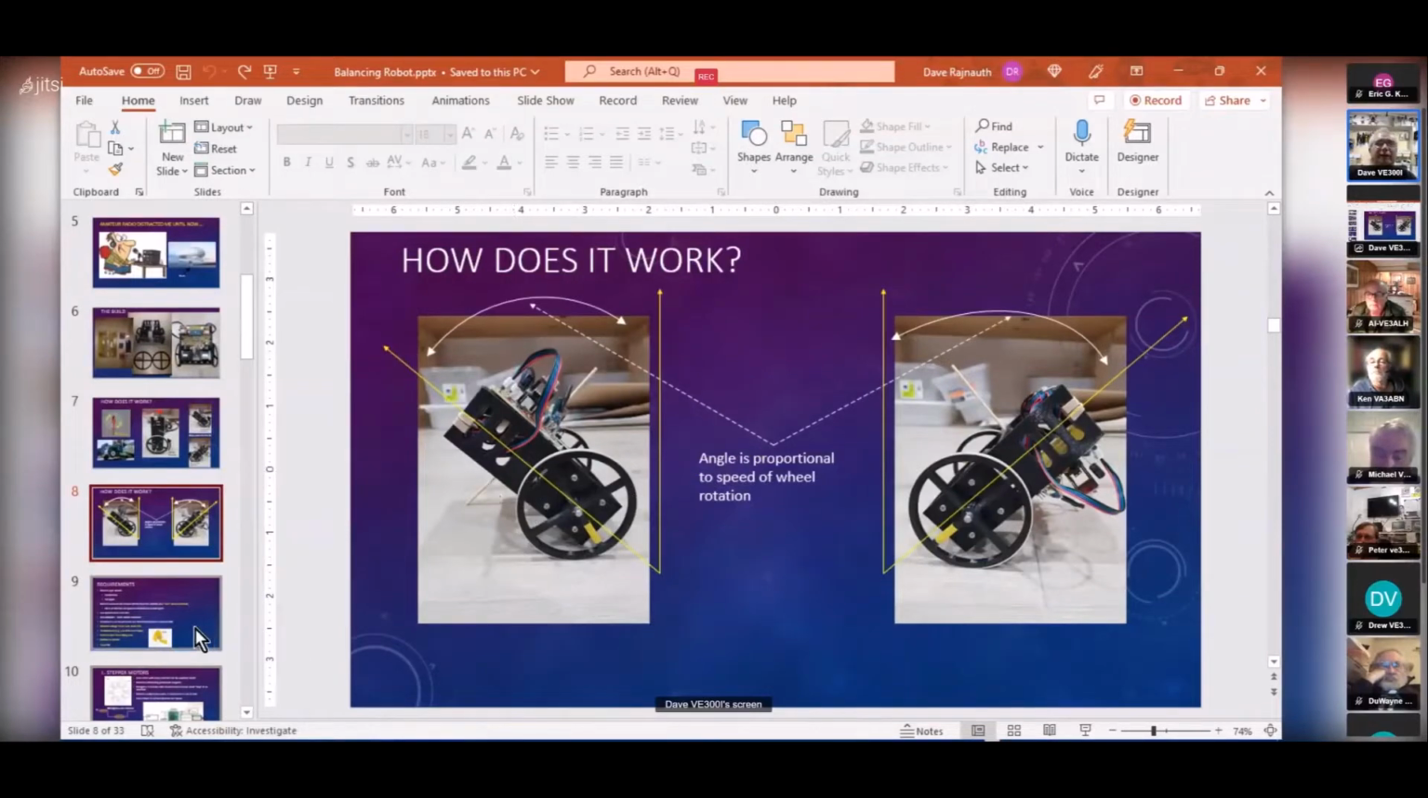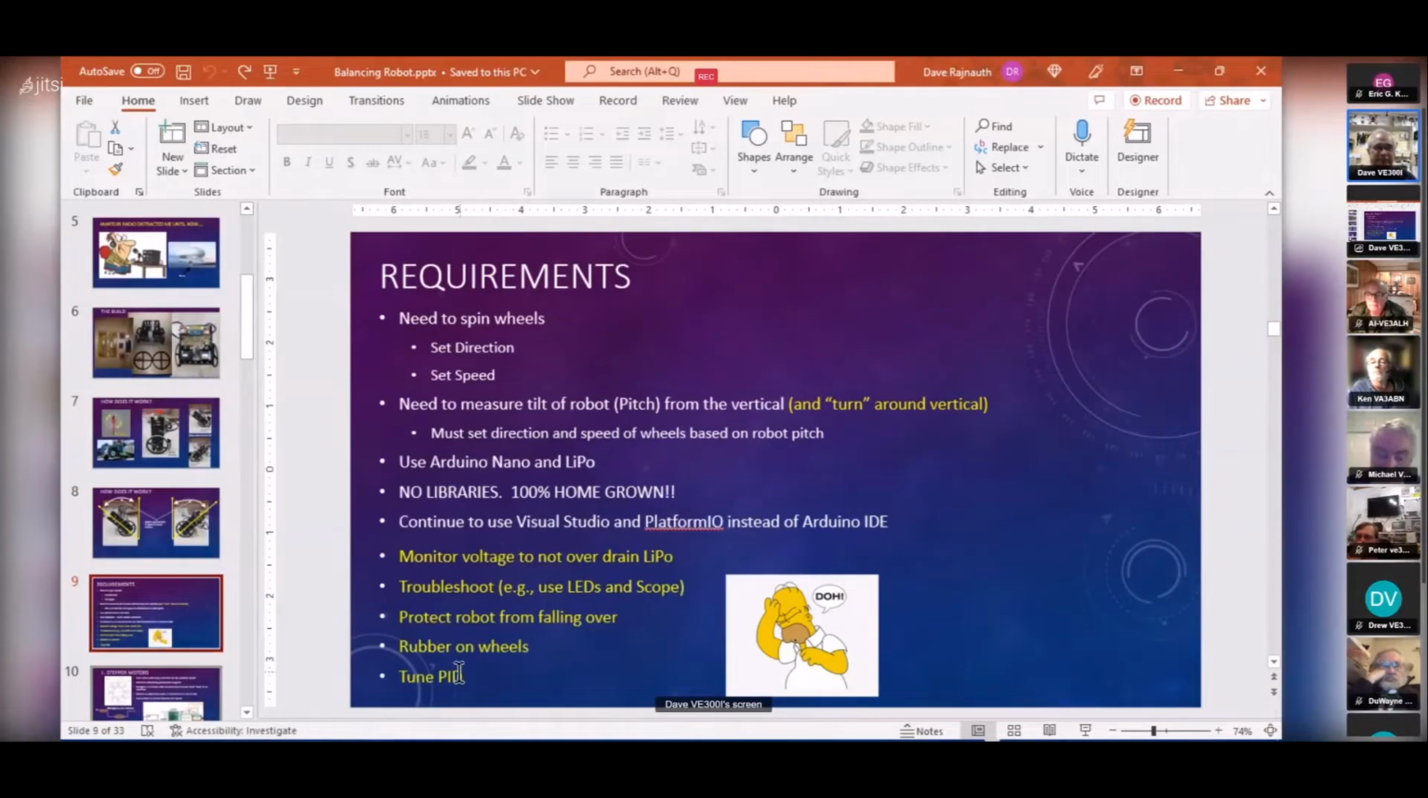And then tuning the PID, I had a huge headache doing that. Finally, my build was no libraries, 100% homegrown, but I had to go use someone else's code to get the PID, and you'll see why in a second.